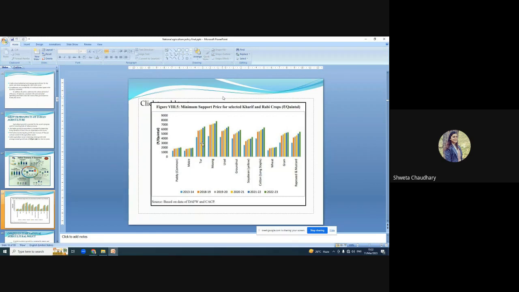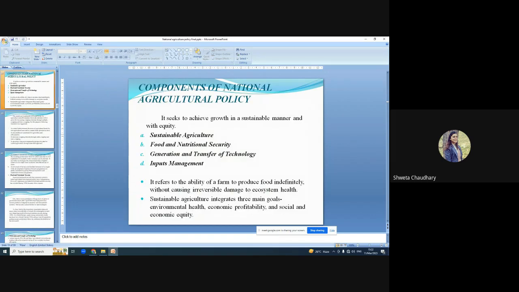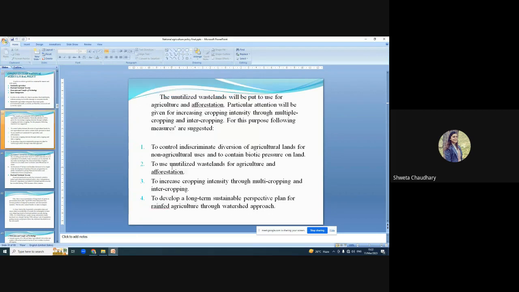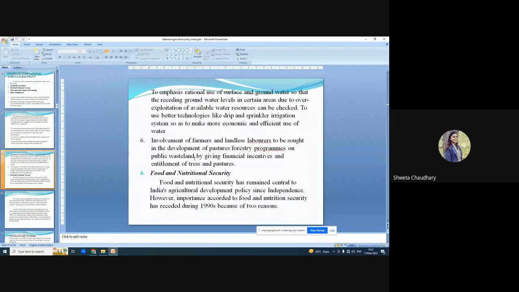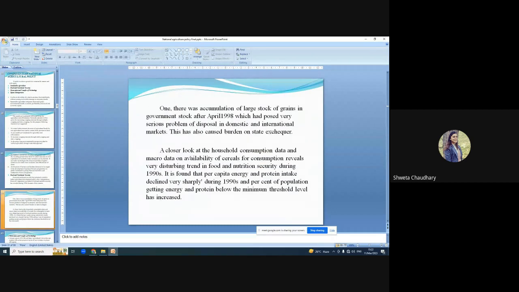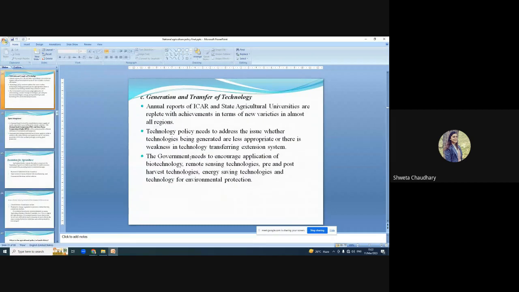Means the price is secured, given by the government, and it should be the lowest price covering your cost. Then these are the different components. The National Agriculture Policy looks towards sustainability, food and nutritional security, generation and transfer of technology, and input management. So these are certain facts about sustainability, how it will be looking towards sustainability, food and nutritional security, and generation.